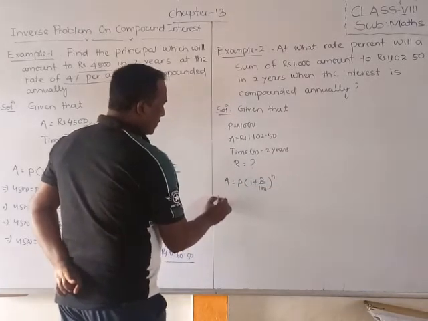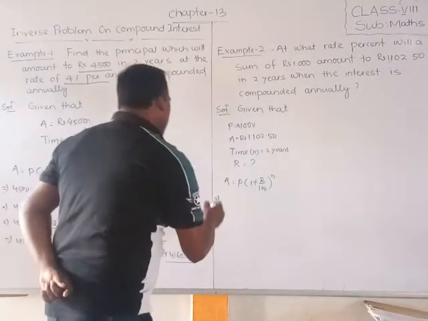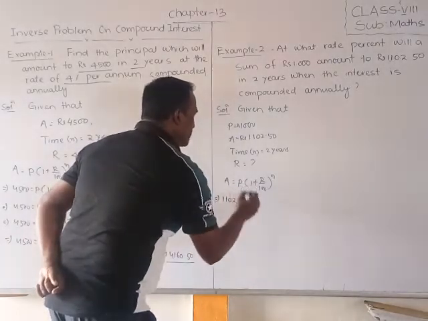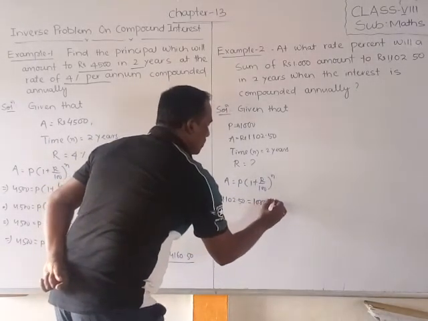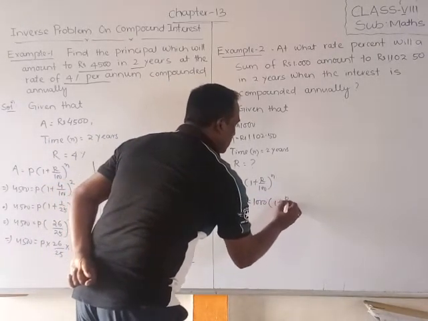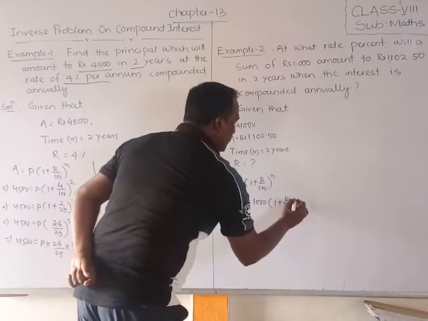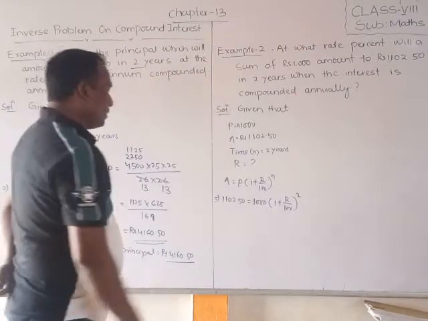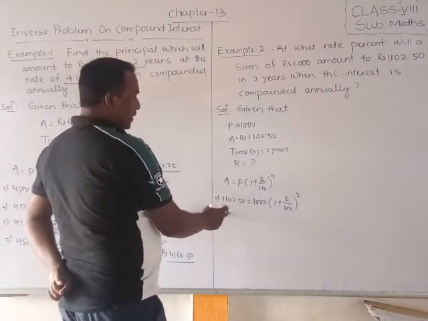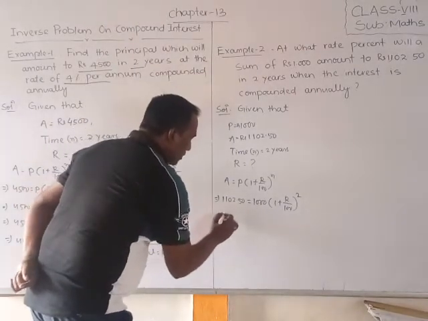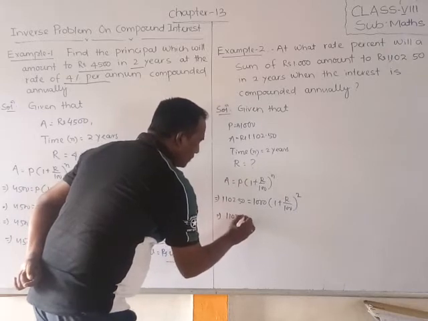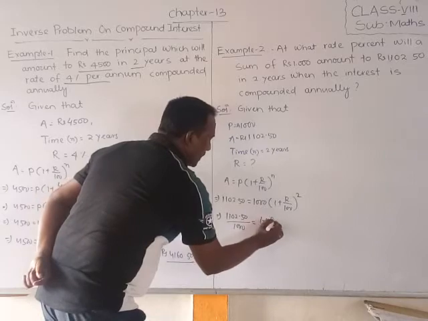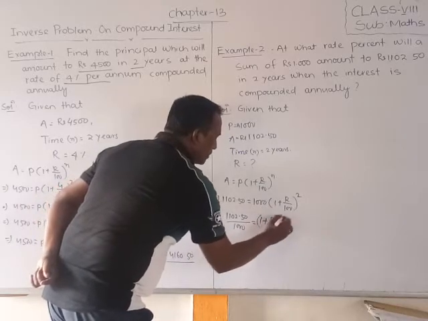Okay. Now put the values. Amount is given, so 1102 rupees 50 paisa is equal to principal given 1000 (1 plus rate, which is not given, we don't know, r by 100) power how much? 2. Okay. Now this 1000, if you bring it to this side, what will we get? 1102.50 by 1000 is equal to (1 plus r by 100) whole power 2.